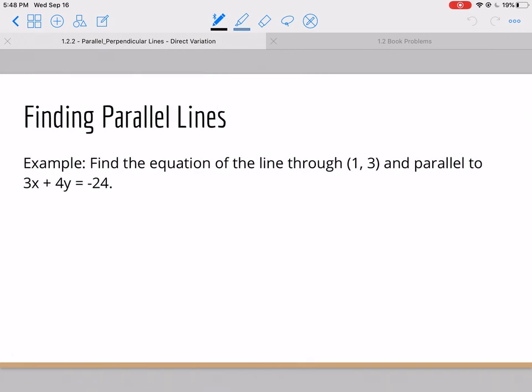So let's find a parallel equation. So this says find the equation of the line through this point, 1, 3, and parallel to this equation. Just a side note, the symbol that we use for parallel in math looks like this. So anytime you are feeling lazy like I sometimes am and you don't want to write out the word parallel, just go ahead and draw that little image.